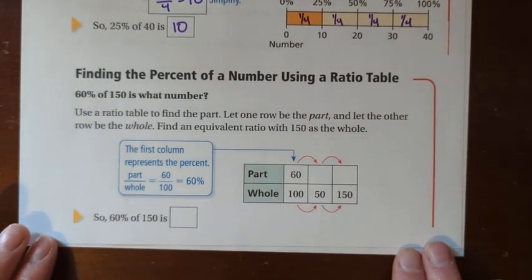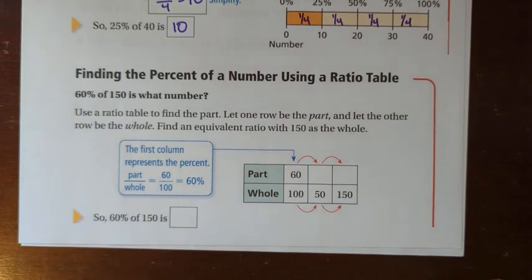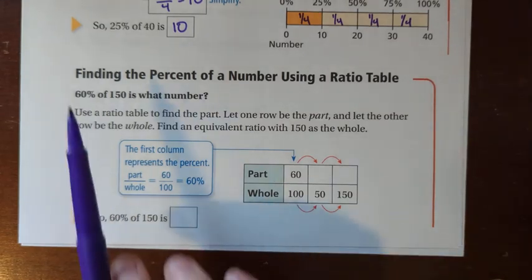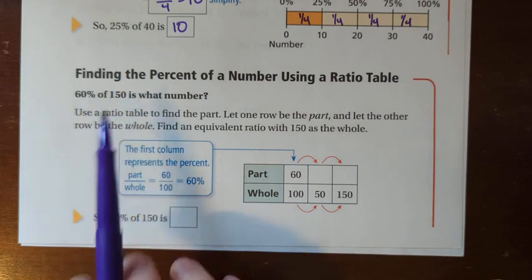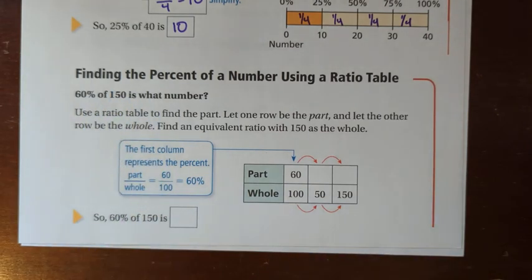Okay, let's look at it like a ratio table. Some of you are like, woo, because you love ratio tables, because they are fantastic. So let's look at this as a ratio table. Now they're giving me 60% of 150. Okay, so I'm going to use the ratio table. We're going to have one row be my part. Part over whole, 60% of 100. 60 out of 100 would be a part to whole here because that would represent 60%, right?